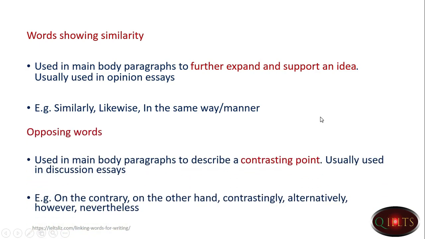There are some important words which are the opposing words and they provide opposite meaning. These are usually used in main body paragraphs and they describe a contrasting point. They are usually used in discussion essays. For example, on the contrary, on the other hand, contrastingly, alternatively, and however, and nevertheless.